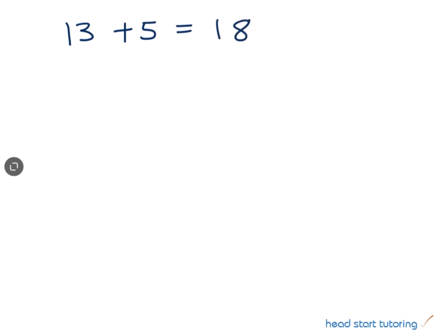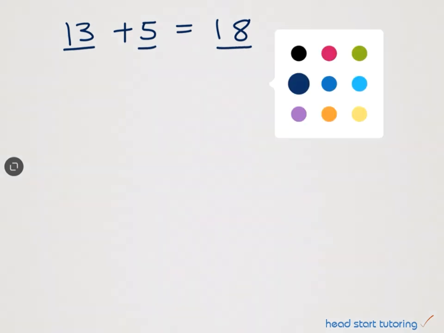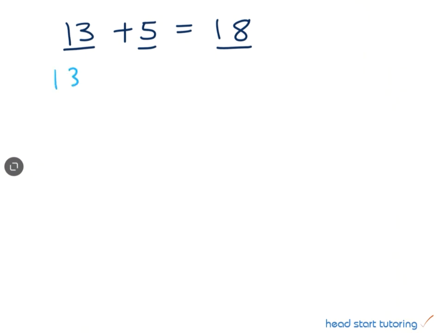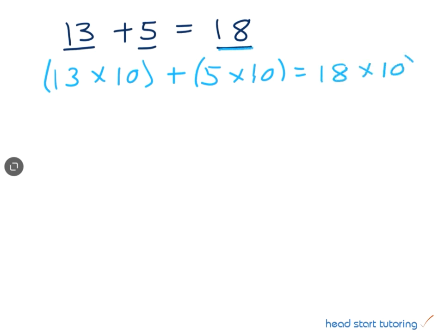If we have a look at another example, 13 plus 5, which gives us 18, and if we then multiply both 13 and 5 by 10, what we will see is that we will get an answer of 18, also multiplied by 10. So we've got 130 plus 50, which gives us an answer of 180, because we've got 13 plus 5, which is equal to 18, and because 13 and 5 have been multiplied by 10, we multiply 18 by 10 as well.